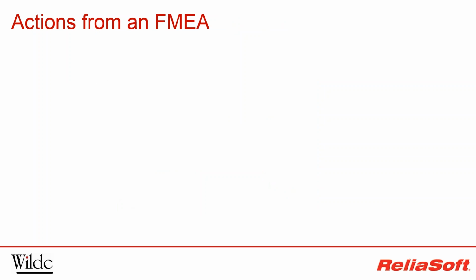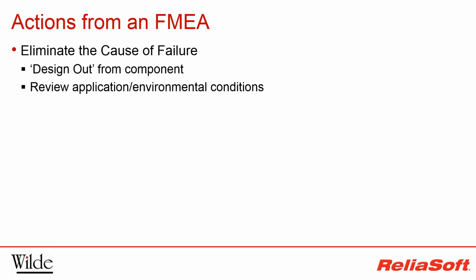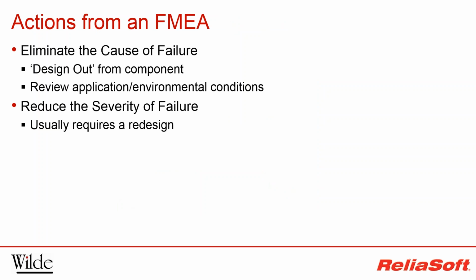The actions that will be decided within the FMEA meeting will then fall into four main categories to reduce the risk to an acceptable level. The first way of achieving this is to eliminate the cause of failure from occurring in the first place. This will usually require a redesign at the component level to remove any design flaws, but also may be achieved by reviewing and limiting the application and environmental conditions that the item will be exposed to.